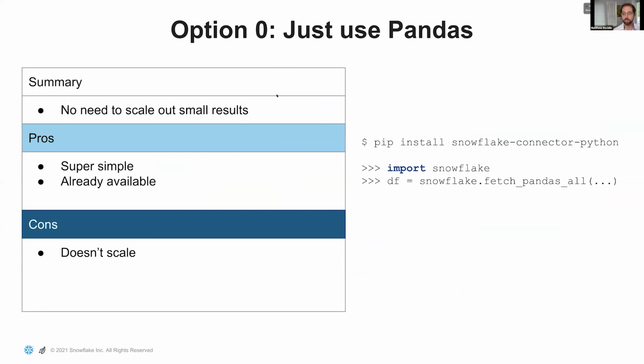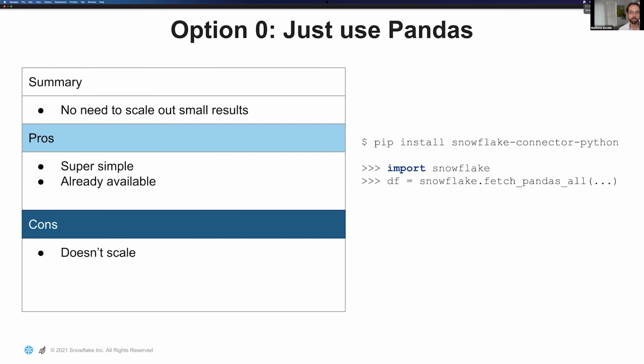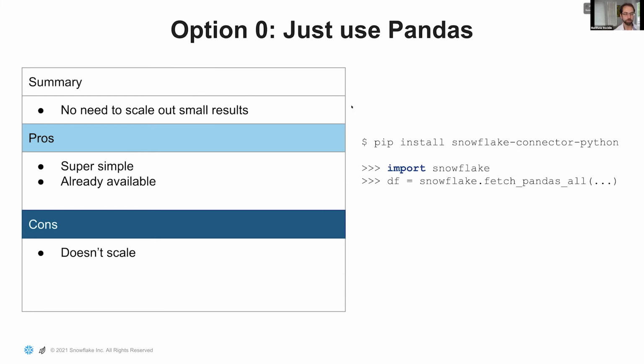So first, don't use Dask or parallelism at all. Lots of data sets are small. The first rule of Dask is don't use it if you don't need to. And so there exist nice Python Snowflake connectors you can pip install and use, and everything works just fine. This is super simple, it's already available, but it doesn't scale.